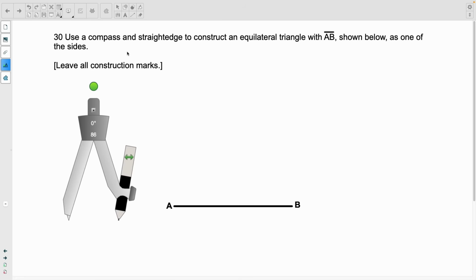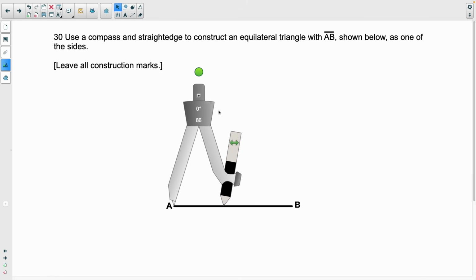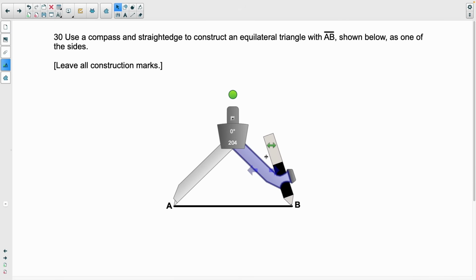Question 30, use a compass and straightedge to construct an equilateral triangle with AB shown below as one of the sides and leave all construction marks. So when you want to construct an equilateral triangle and you're starting off at the line segment, you want to first take the compass, put the pointy part at one end, and open it up so that the pencil goes to the other end.